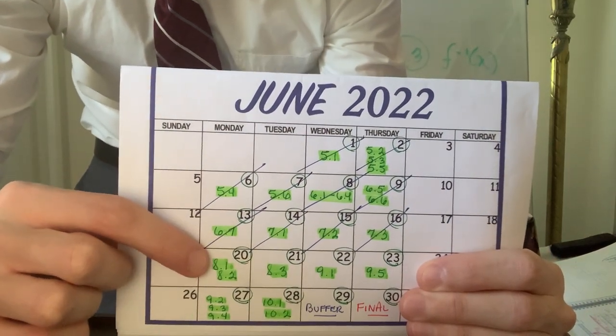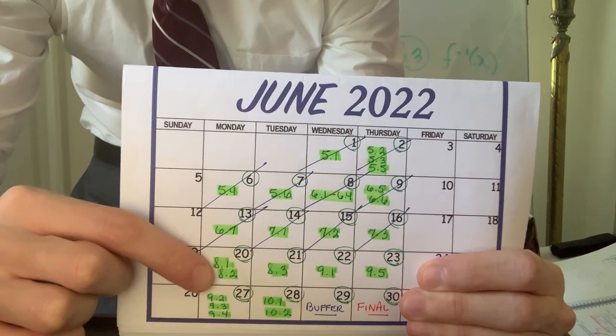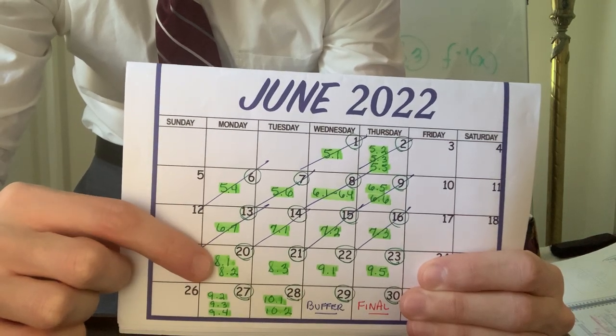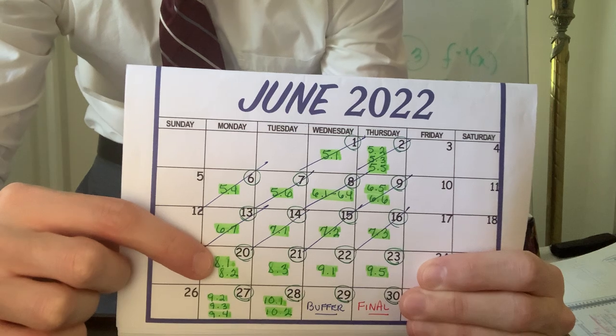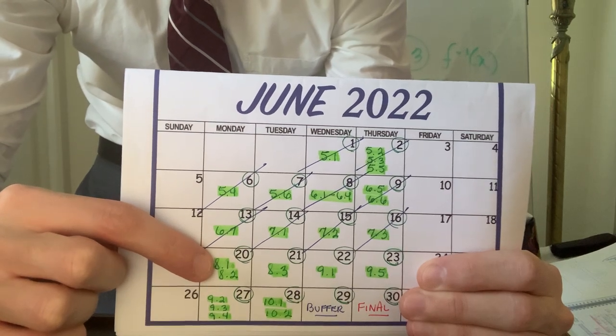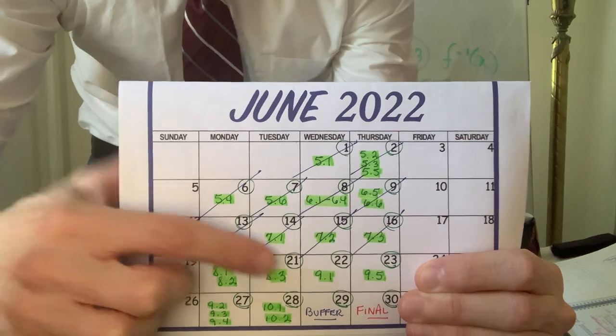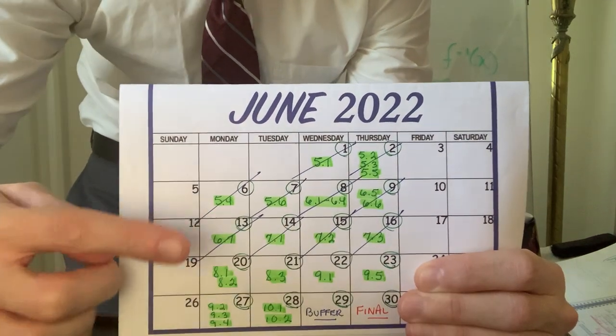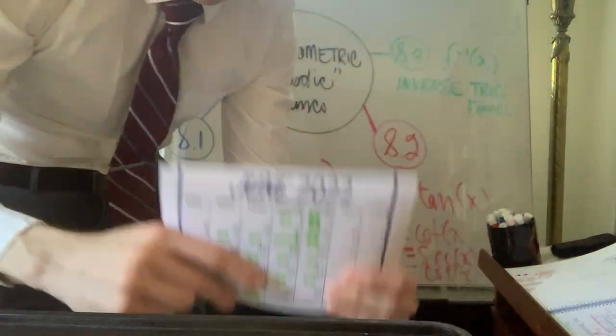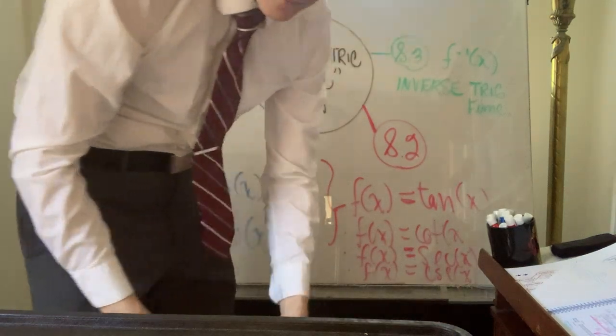I originally scheduled 8.1 and 8.2 on the same day, but I think it would be better if I just do 8.1 today. So if I can't work 8.2 into tomorrow with 8.3, then I'll just push everything forward one day. All right, so we're just going to do 8.1 for now.